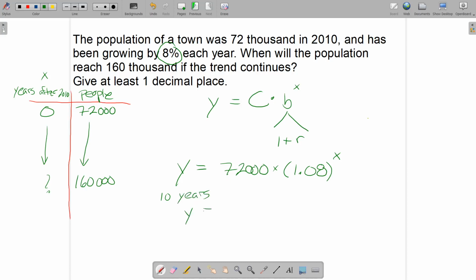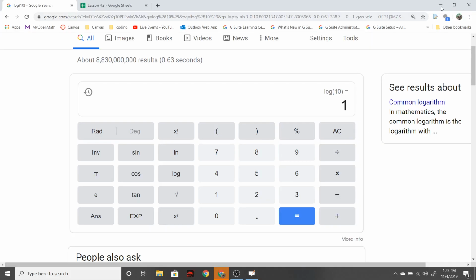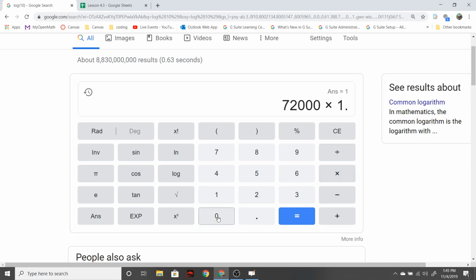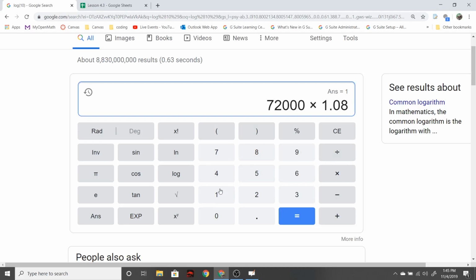Then y would be equal to 72,000 times 1.08 to the power 10. I could ask my calculator what it thinks about that. So 72,000 times 1.08 raised to the 10th.